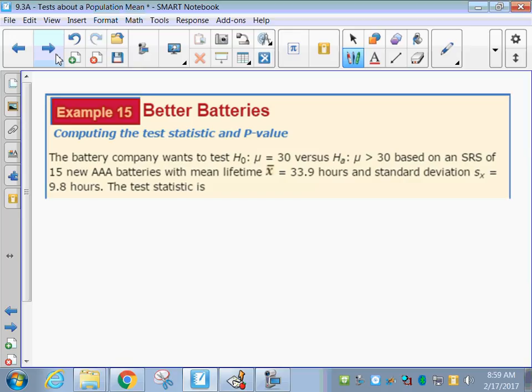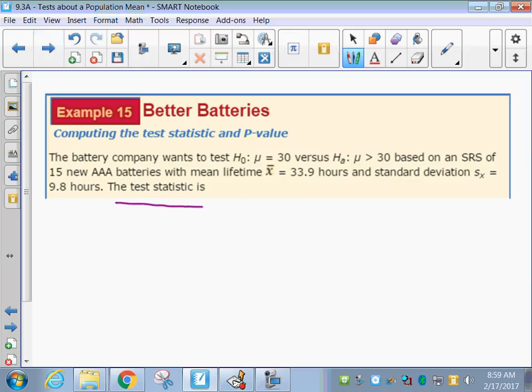And we want to test the null hypothesis. Mu is 30, so 30 hours is what we expect, versus the alternate hypothesis, where mu is greater than 30, based on a simple random sample of 15 new AAA batteries with mean lifetime of x bar. So we did our sample of 15 batteries, and that sample gave us 33.9 hours, and a standard deviation of 9.8.